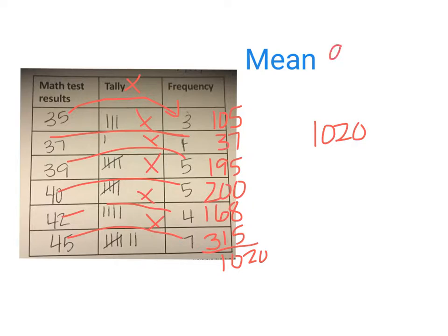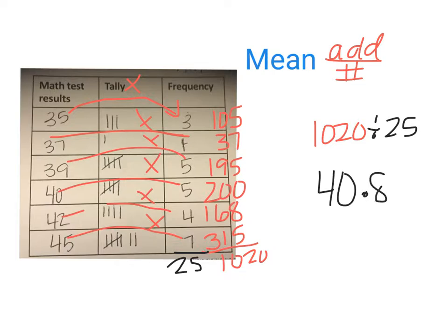Now remember, after we add them all up, we need to divide by the total number of numbers we have. Again, the frequency tells us how many they are, so if I add up all of these numbers, 3, 1, 5, 5, 4, and 7, I should get my total number, and that is 25. Then I can take 1,020 and divide it by 25, giving me my mean or my average, which in this case is 40 and 8/10.